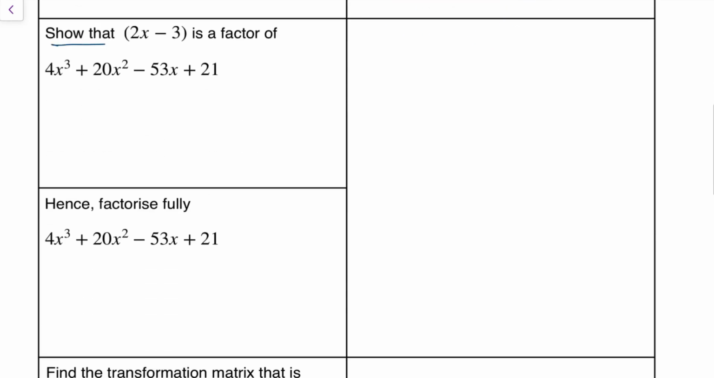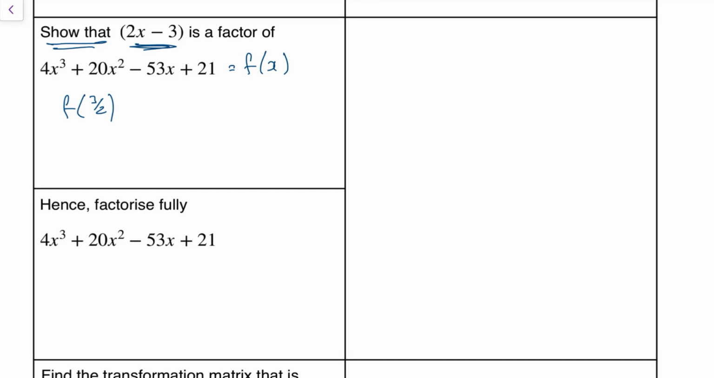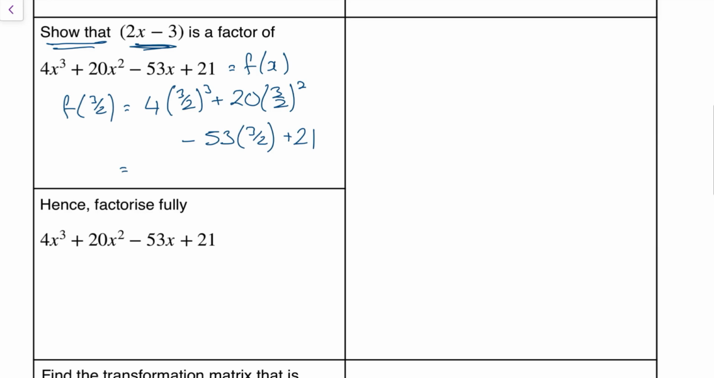Next question. Show that. Okay, so I'm going to state clearly what I'm doing. You need to be clear in your answer. Because I'm showing, I'm going to tell you what I'm going to do first of all. I'm going to say this is equal to f of x. And then I'm going to work out f of 3 over 2, in other words, a thing that solves that to 0. Now because it's a show that, I need to be clear. So it's 4 times 3 over 2 cubed plus 20 times 3 over 2 squared minus 53 times 3 over 2 plus 21. Again, because it's a show that, just don't write equals 0, at least do a step in between, although you don't really need to probably.